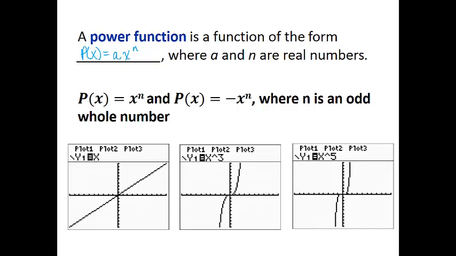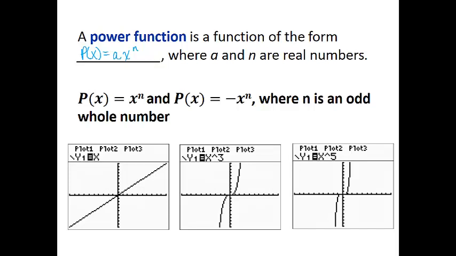We will first look at the case where n is an odd whole number, such as 1, 3, and 5. I have already graphed the functions y equals x, y equals x cubed, and y equals x to the 5th. And I just want you to look at these graphs and just notice some general characteristics from this. Notice that y equals x is that basic identity function. It goes through the origin, has a slope of 1.